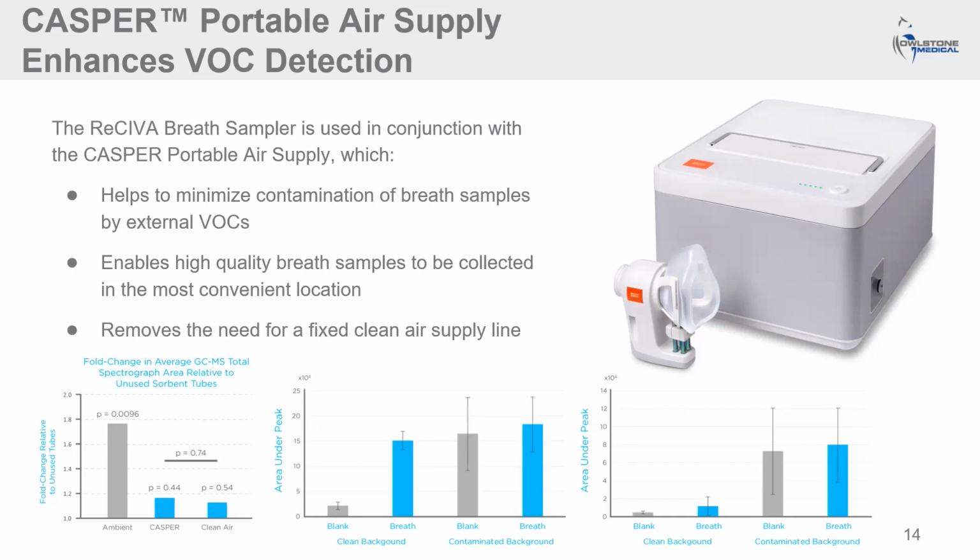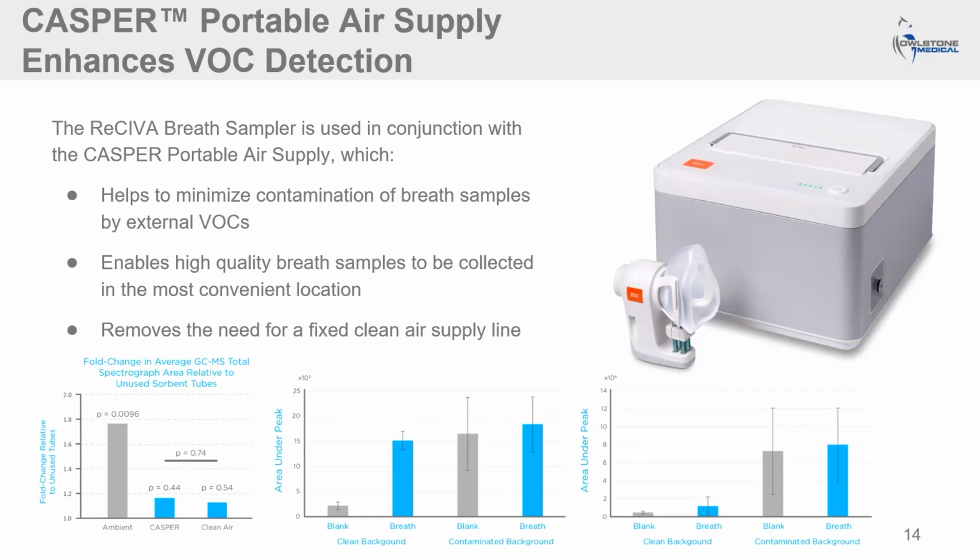Casper filters the air patients are breathing, which significantly reduces contamination by environmental VOCs. The scrubbed air is supplied by a tube that goes from Casper to Reciva. The graph on the bottom left shows a comparison between a sample collected with and without Casper. With Casper, there is a significant reduction in the overall signal coming from the environment.